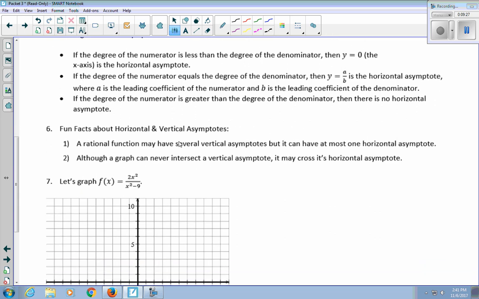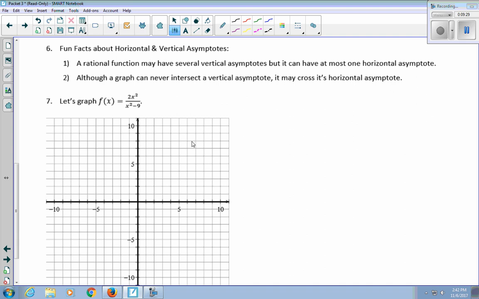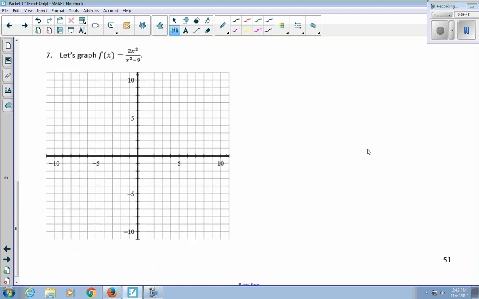Okay, so a couple things about asymptotes. A rational function can have several vertical asymptotes, but it can have at most one horizontal. And although a graph can never intersect a vertical asymptote, it may cross its horizontal asymptote. The horizontal asymptote just governs end behavior, which is the far right and far left of the graph.